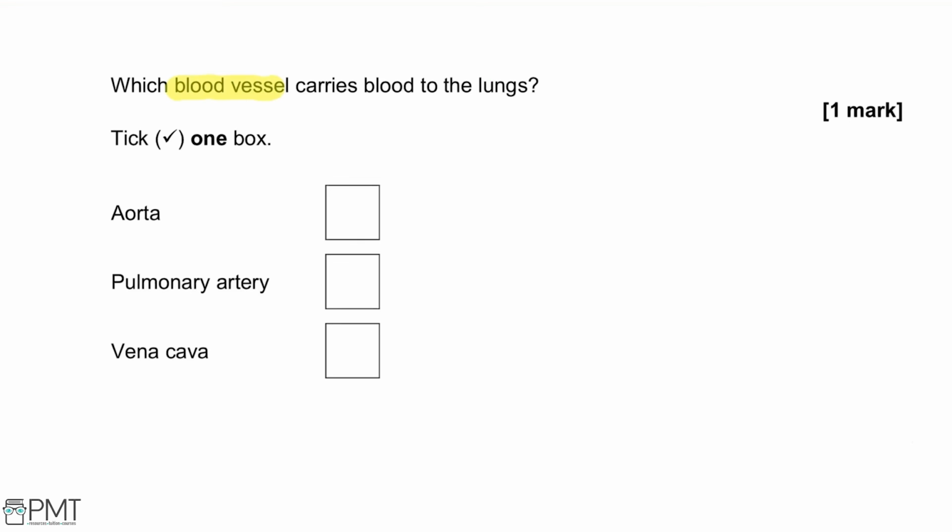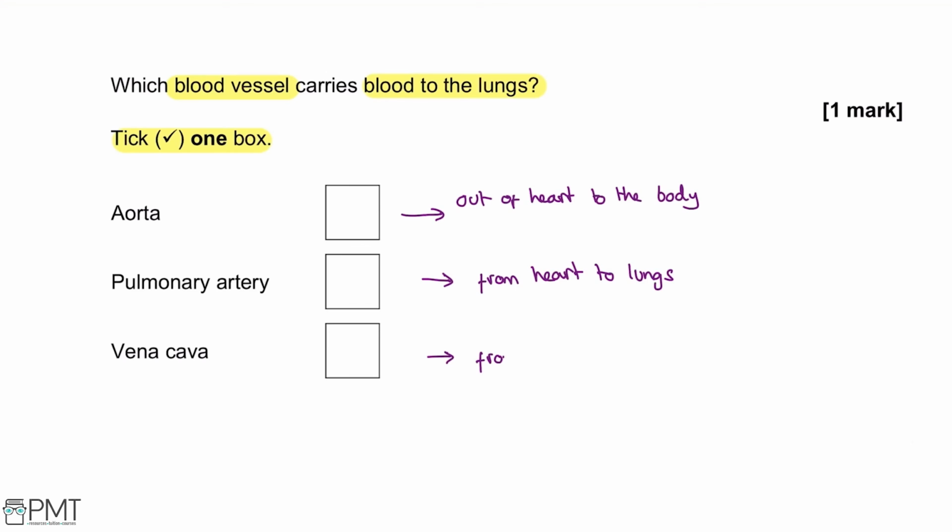Which blood vessel carries blood to the lungs? Tick 1 box. The first option, the aorta, carries blood out of the heart into the body. The pulmonary artery carries blood from the heart to the lungs. And the vena cava carries blood from the body into the heart. So the correct answer here is the pulmonary artery.